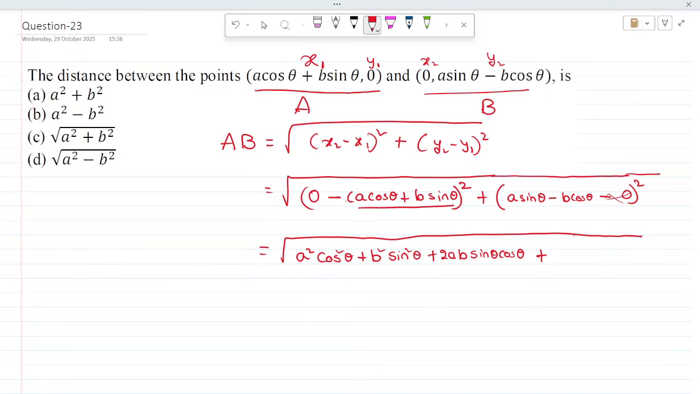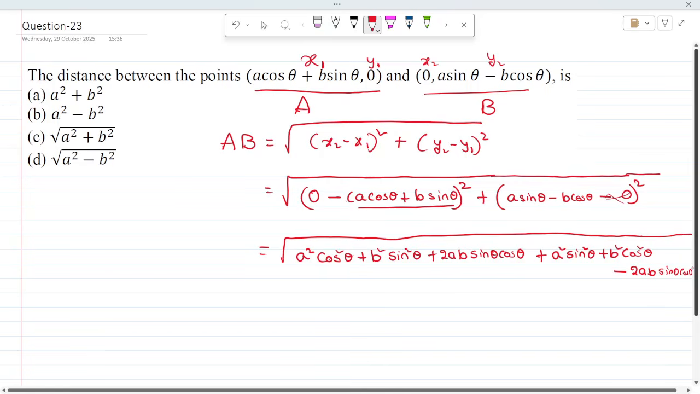Plus, expand this, minus 0 will vanish. So whole square, it is like a minus b whole square. So a square sin square theta plus b square cos square theta minus 2ab sin theta cos theta. When you observe properly, this term will cancel. What are you left with? A square cos square, a square sin square, b square sin square, b square cos square. From the a square terms, take a square common. So what will it become? Root of, from the a square terms, a square out, what is left?